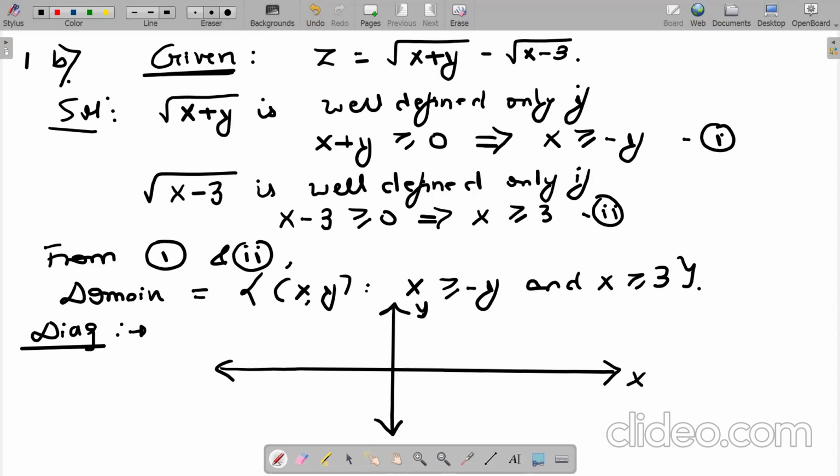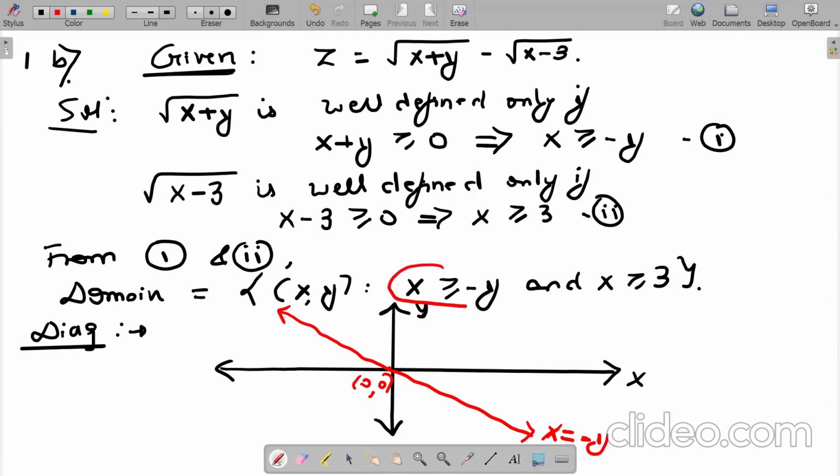How do I plot the line x equal to minus y? First of all, I'll shade the inequality later, but x equal to minus y is a line passing through the origin. This is 0 comma 0. This is my line x equal to minus y. Students can even take random values and plot. This is how it's going to look. It's a 45-degree line passing through the origin from left to right. So this is my x equal to minus y line.